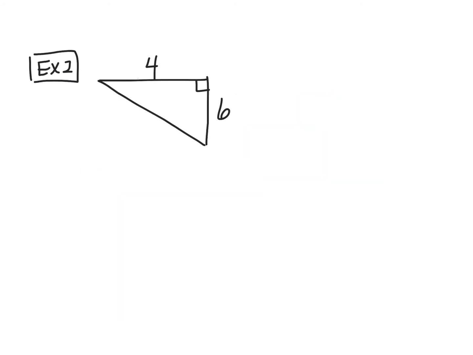Okay, let's look at another one. So again, we just said that we need to start by identifying where the hypotenuse is. So on this one, the hypotenuse is the side that I don't know. All right, so this is a squared. So I'm going to call 4a.